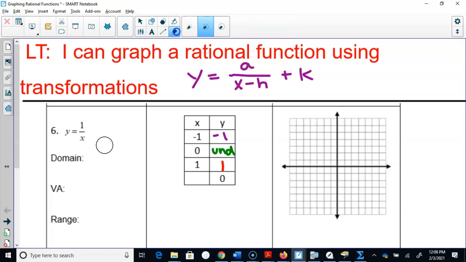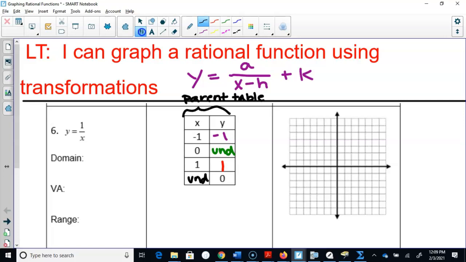And then finally, when will Y be equal to 0? Okay? When will Y be equal to 0? If I look over here, I want to know what value of X will make Y equal to 0. Well, guess what? Because we have this 1 up here, that will never happen. So what we do is we put undefined right here. And right now what we have is our parent table that accompanies our parent graph right here on number 6.